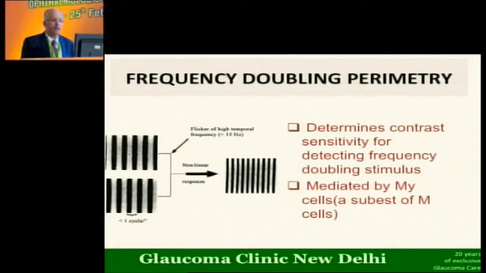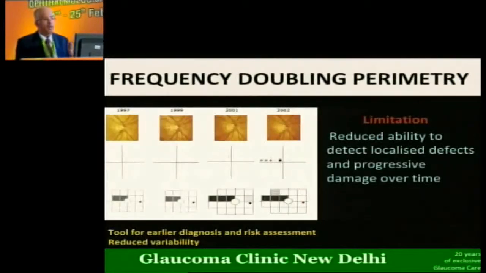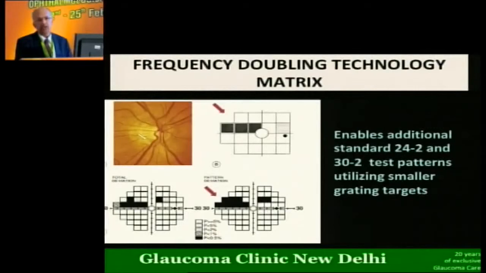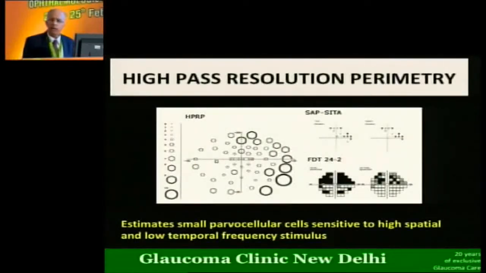Then we had the frequency doubling perimetry, which focused on the magnocellular cells and determined contrast sensitivity using the doubling frequency stimulus. Again, the idea was to use it as a tool to assess early changes. And once you detected a change, you could go on to your standard 24-2 or a 30-2 pattern on the standard white-on-white perimetry. Then there is high-pass resolution perimetry, focuses on the parvocellular cells, using high spatial and low temporal frequency stimulus.